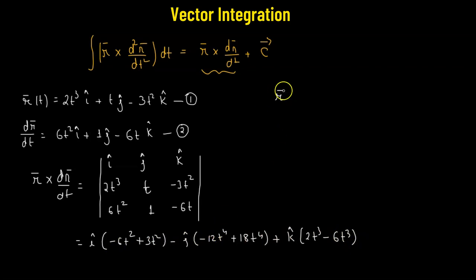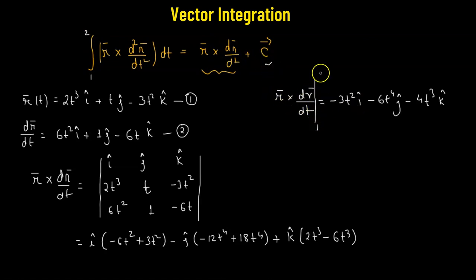So this is going to give us r vector crossed with dr over dt equal to negative 6t squared plus positive 3t squared, so that is negative 3t squared i cap. Then we have negative 12t to the power of 4 plus 18, so this will be positive 6. So we have negative 6t to the power of 4 j cap minus 4t cubed k cap. So this is the value of vector r crossed with dr over dt. Now we'll take the limit. Here our limit is going from 1 to 2. So when you take the limit of this r crossed with dr over dt, we'll not have to worry about the constant of integration.